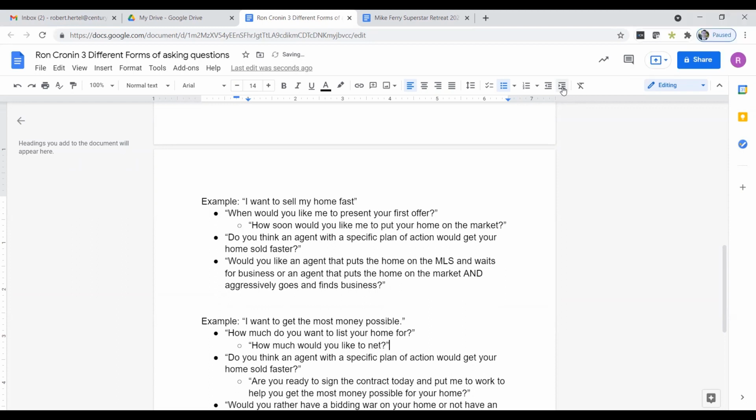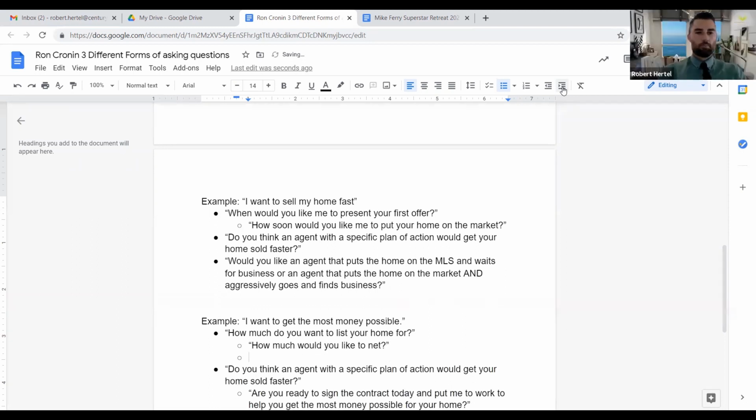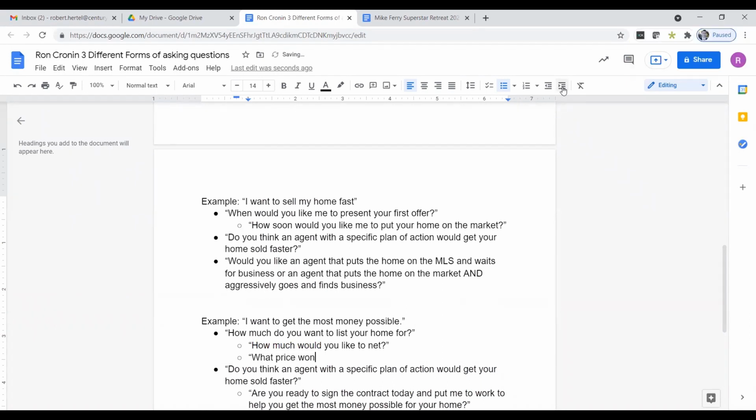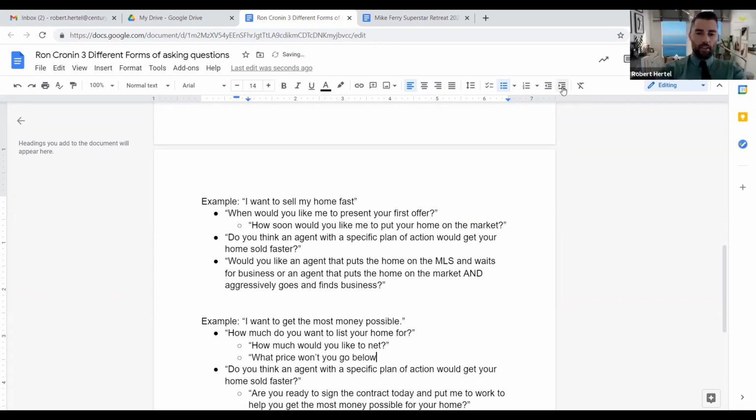Okay, there's another question too that's also in the pre-call that could be great for I want to get the most money possible. It starts with what: what price won't you go below? Oh, there it is. Right, so there you go.